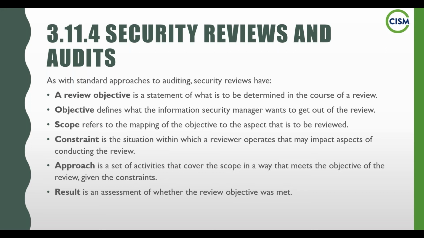Scope refers to the mapping of the objective to the aspect that is to be reviewed. To what extent and to what area you would be doing the audit should be part of your scope. Constraints are any challenges that the auditor or reviewer can face. Approach is a set of activities that covers the scope, the approach you will follow in order to complete the review or audit. And result is an assessment of whether the review objective was met and what the result of those reviews and audits was.